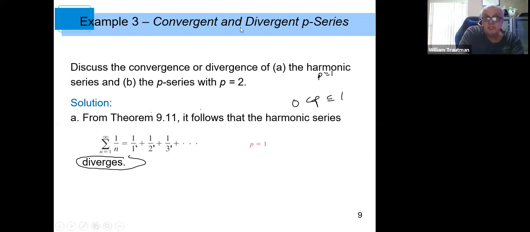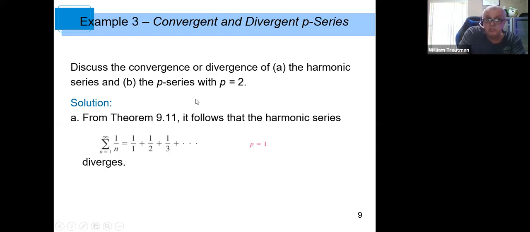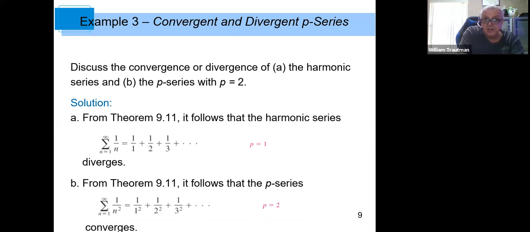For part B, they're showing you a P series of 2. And I can tell you, without even looking at the problem, if p is 2, then this is going to converge, because if p is greater than 1, it converges automatically. So as long as we see p here greater than 1, it's going to converge. So these are nice, really quick problems.